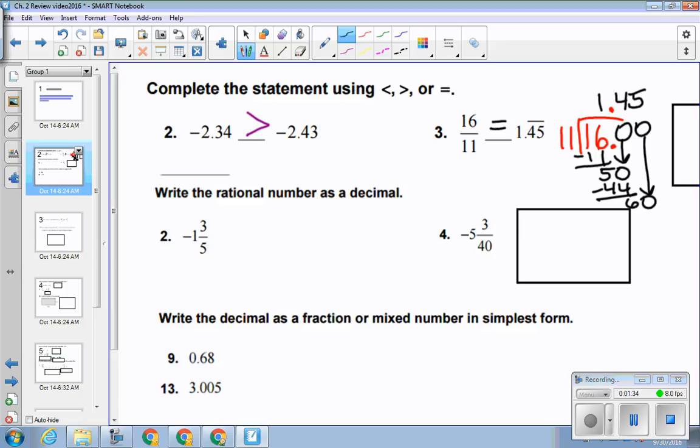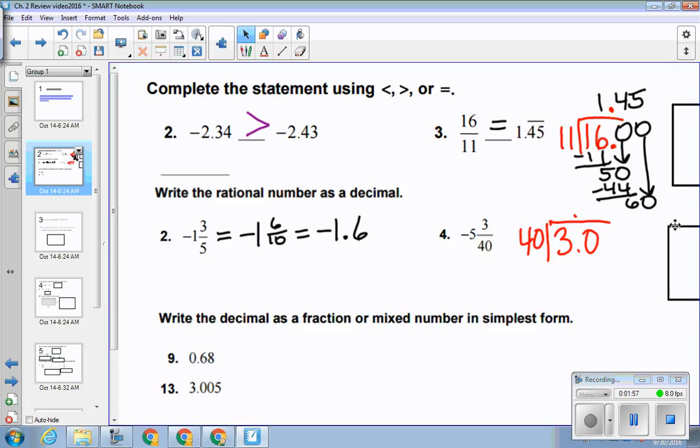Number 2, let's change our fraction into a decimal. A denominator of 5 is an easy denominator, so we can make that easily into -1 6/10, which we would write as -1.6. Our second number is not as easy because our denominator is 40. So we have to do long division in order to change that into a decimal. So we're doing 3 divided by 40.